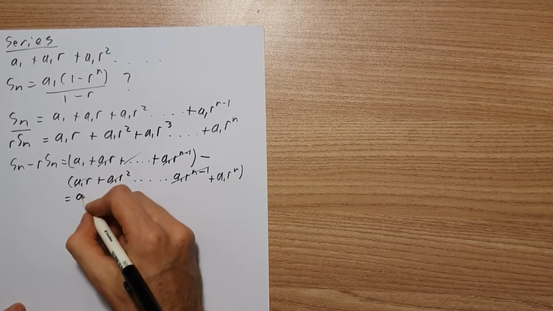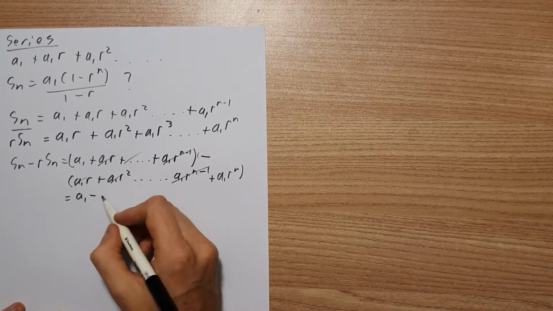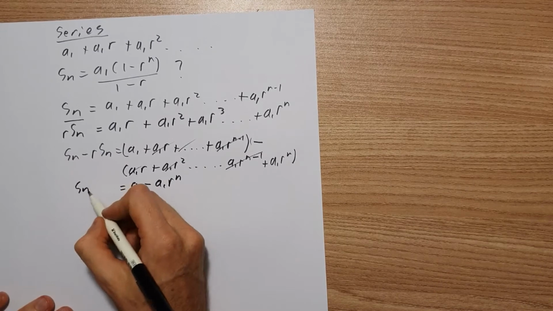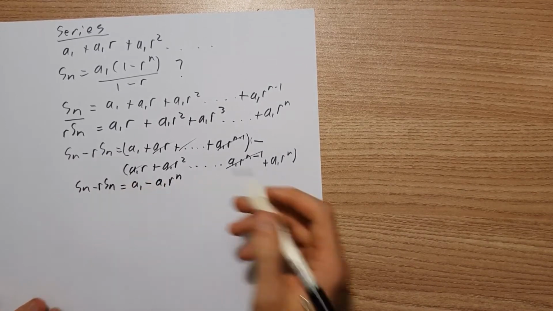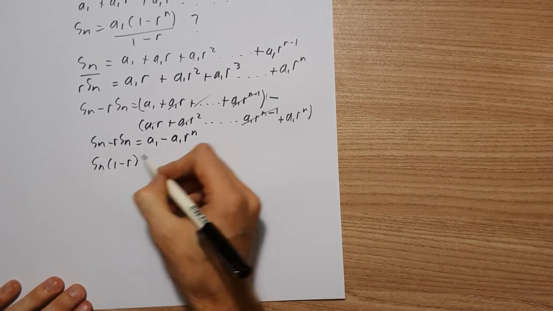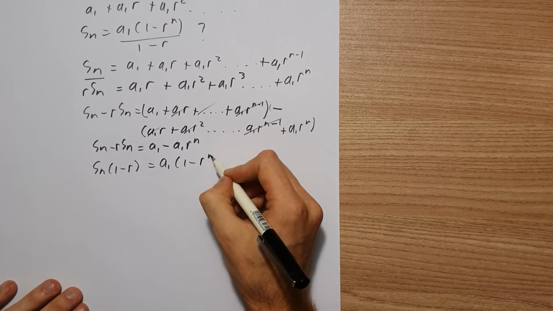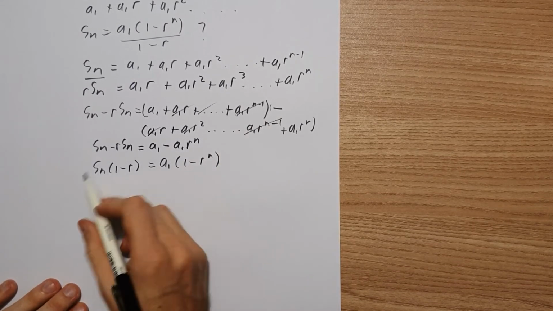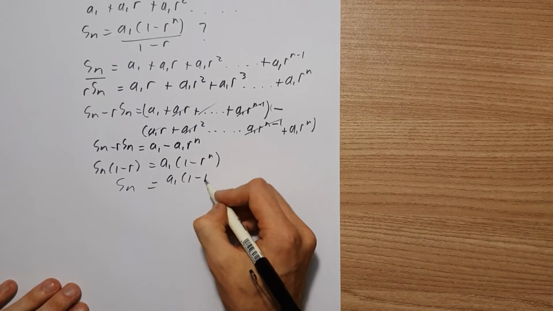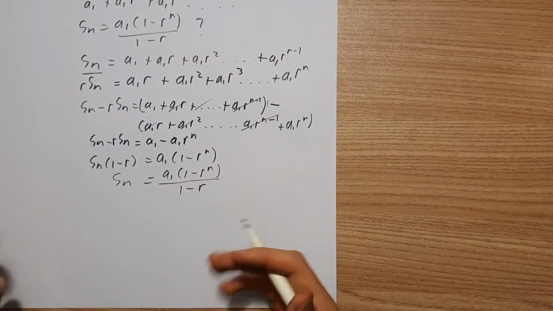I'm literally left with a1 minus, remember you distribute the negative in, minus a1r to the n. And on this side I have Sn minus r Sn. Take out common factors on both sides: Sn times (1 minus r) equals a1 times (1 minus r to the n). Now I just divide this side to get Sn on its own, and I end up with a1 times (1 minus r to the n) all over 1 minus r. That's how we get to this formula.